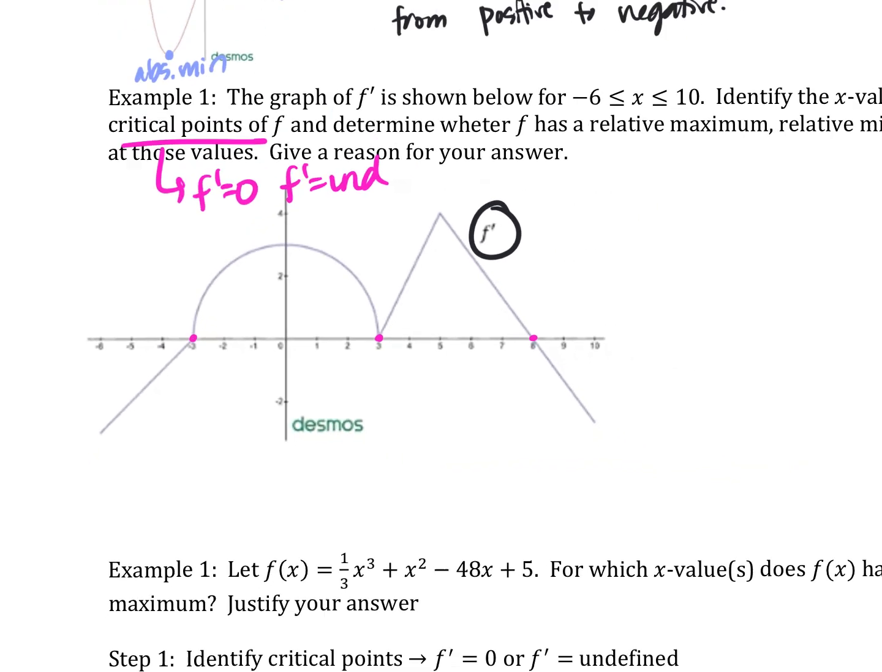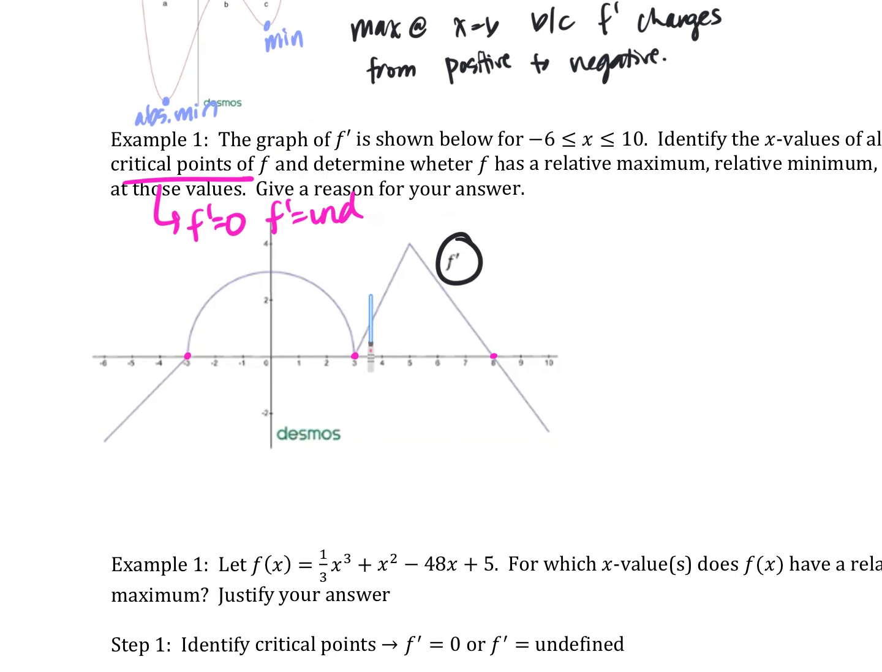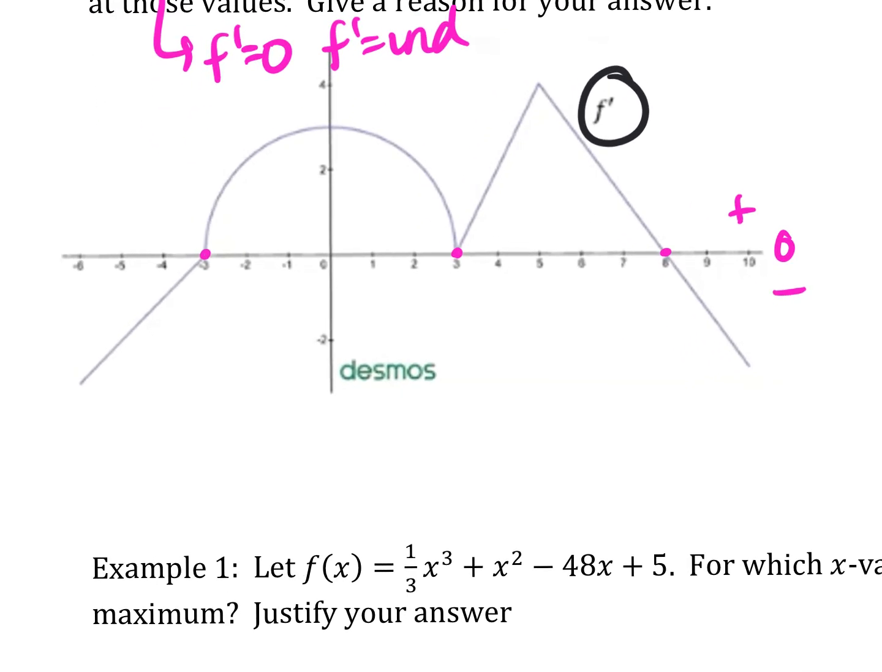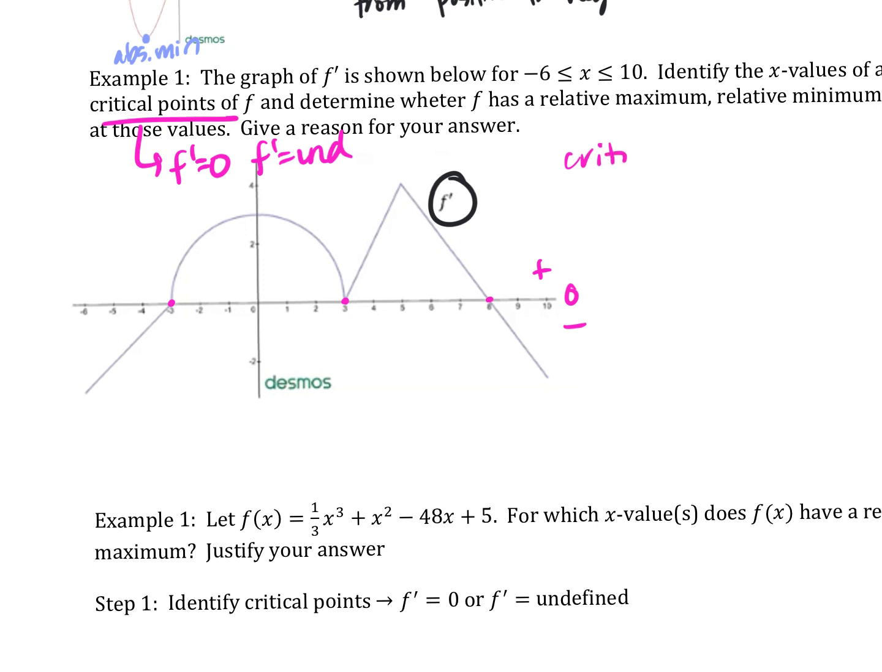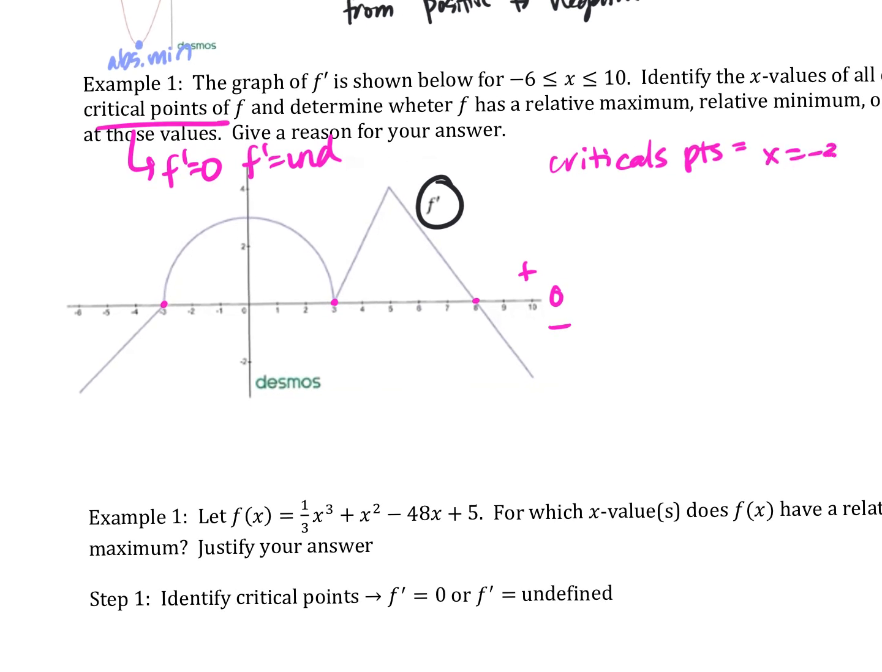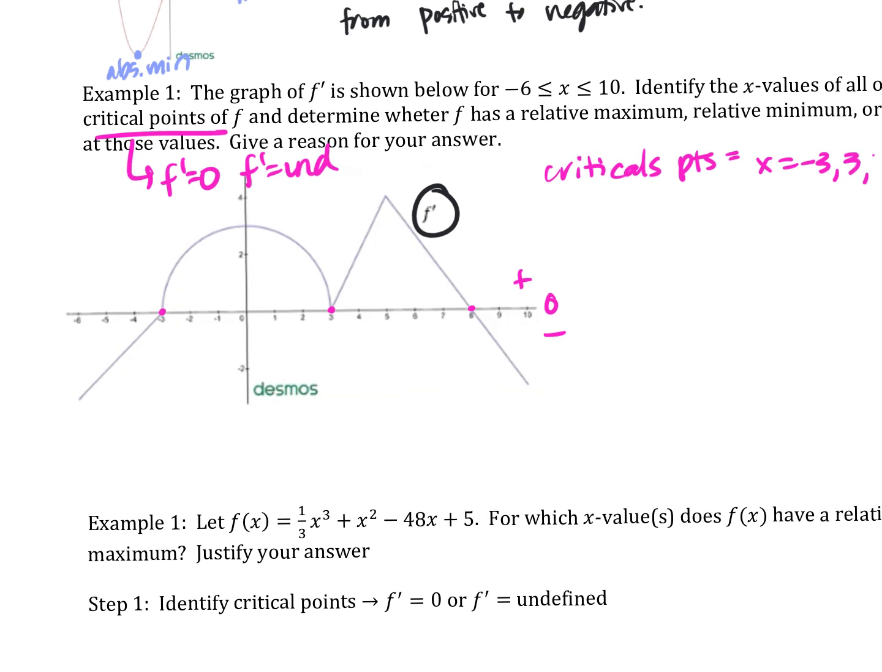And you're like, wait, why isn't it at the max or the mins? Because I'm looking at an F prime graph. And so these are just the values of F prime. Positive is anything above. Negative is anything below. 0 is anything on that x-axis. Christian, perfect. Okay, so what are we going to say at -3? So we could say critical points equal x's, like Christian said, -3, 3, and 8.